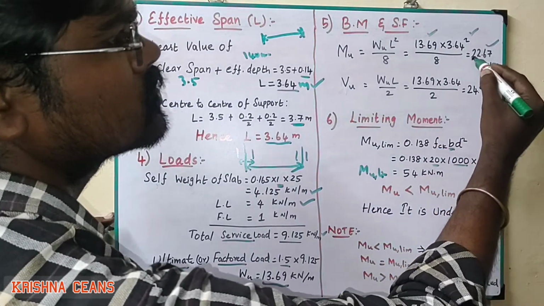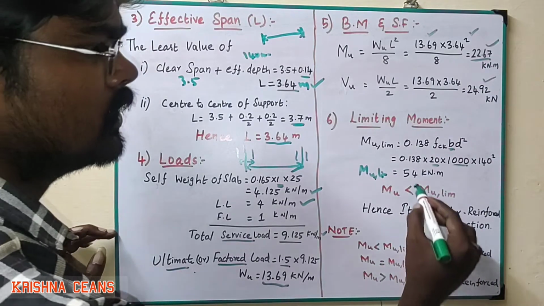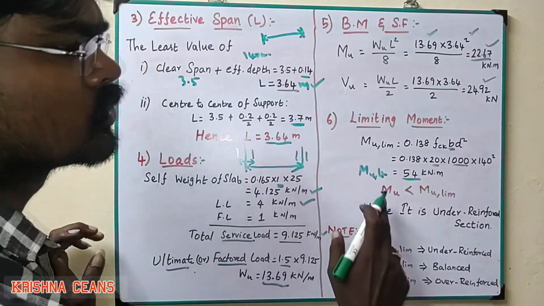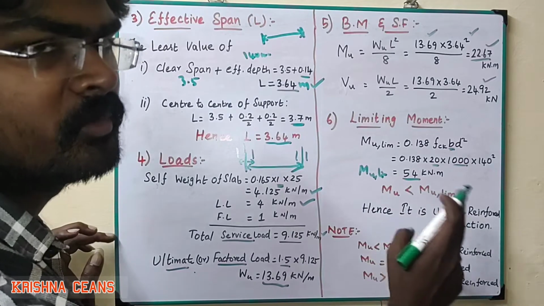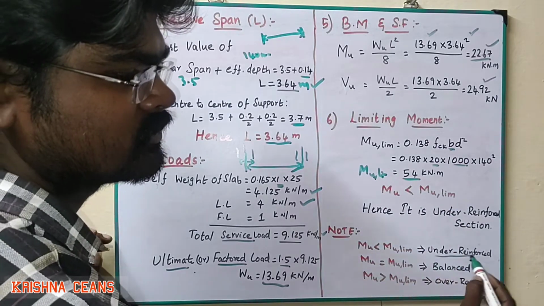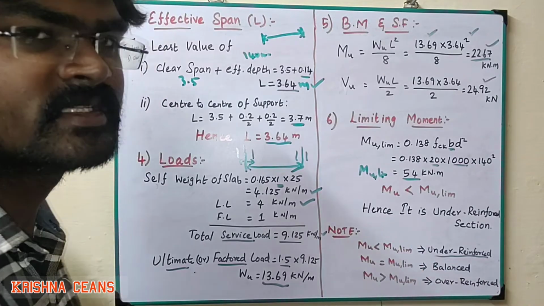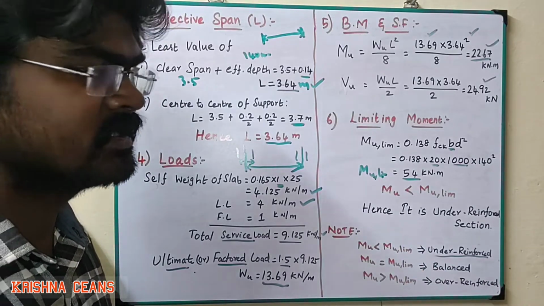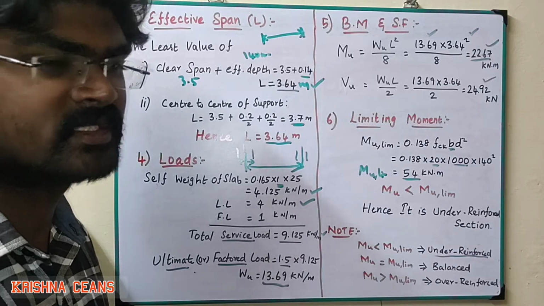So now compare Mu and Mu limit. Our Mu value is 22.67. Mu limit value is 54. So Mu is less than Mu limit. So Mu less than Mu limit means under reinforced. So hence it is an under reinforced section, that is an economical section.